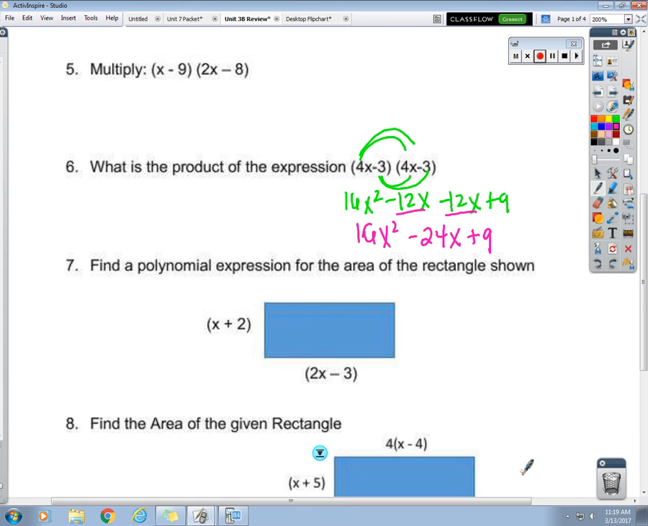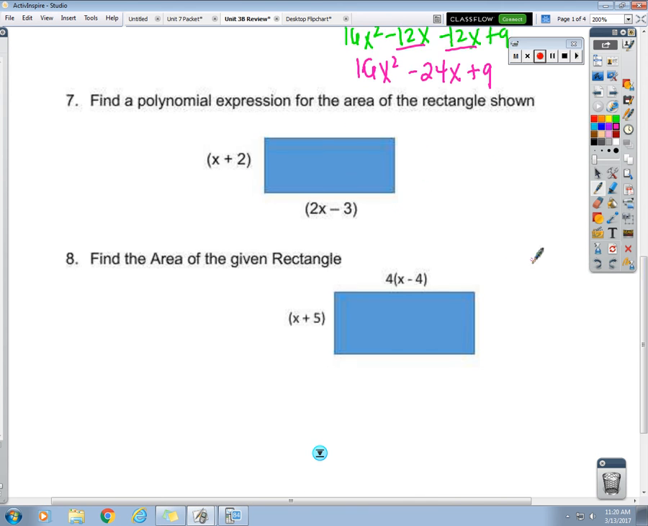Number 7. Find a polynomial expression for the area of the rectangle shown. So they're wanting you to find the area of a rectangle. Well, what is the formula for area of a rectangle? Length times width. Well, didn't they give you both the length and the width? Okay, they gave you a length of 2x minus 3, and they gave you a width of x plus 2, and to find the area, you're supposed to multiply.